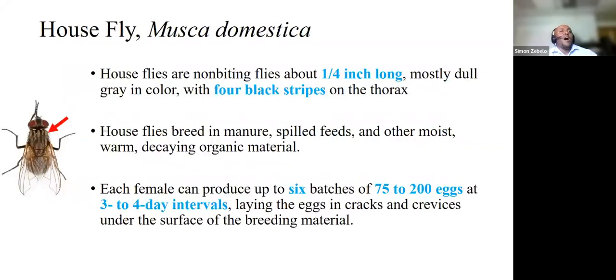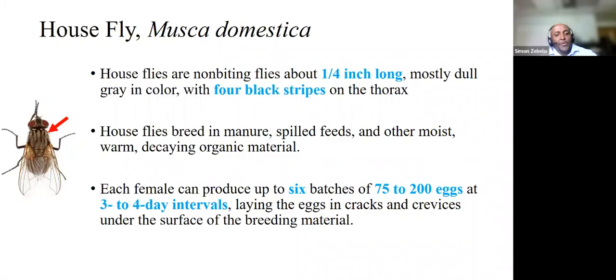So how do we identify houseflies? Houseflies are non-biting flies, about a quarter of an inch long, mostly dull gray in color, as you can see here, with 4 black stripes on the thorax. See, there are 4 black stripes on the thorax. Houseflies breed in manure, spilled feeds, and other moist, warm, decaying organic material.